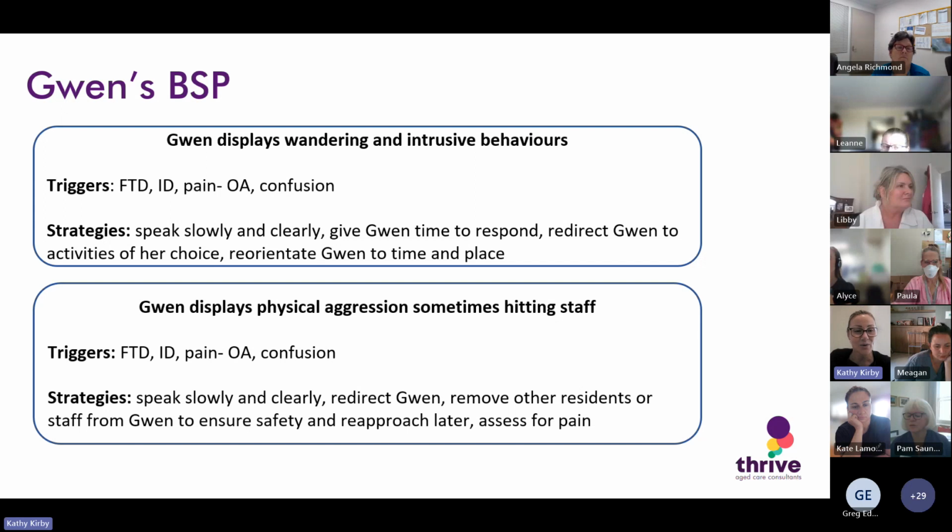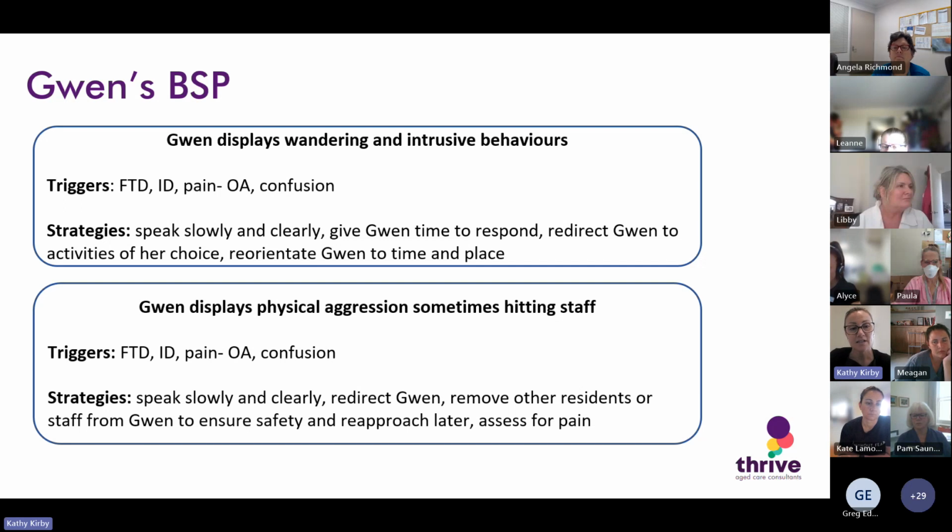So if we have a look at Gwen's second behaviour, which is the physical aggression, we have a look again, same triggers, look again, same strategies, yeah? So we haven't quite identified the specifics for Gwen.